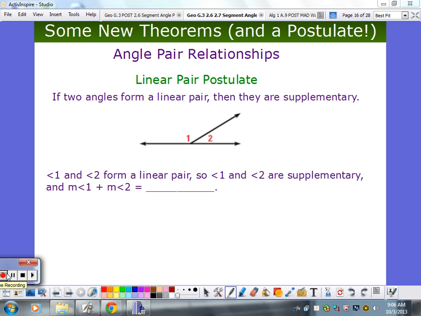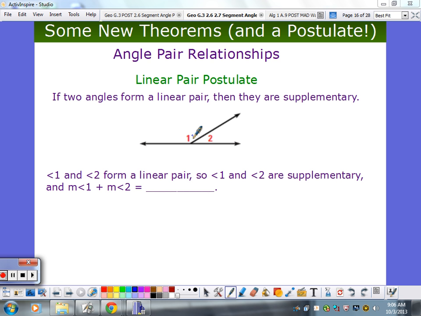Postulate, little excellent postulate here. If two angles form a linear pair, then they are supplementary. So let's see. Remember what a linear pair is? A linear pair is when you have a straight line, a straight angle, if you want to think of it that way. And then there is a ray coming out, so I have two adjacent angles, right? That is going to be a linear pair.